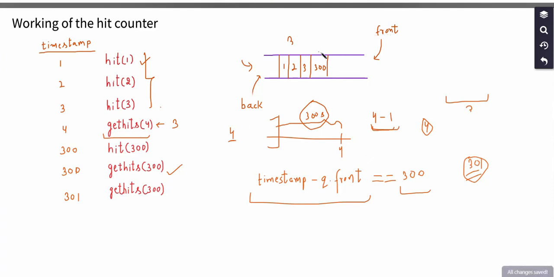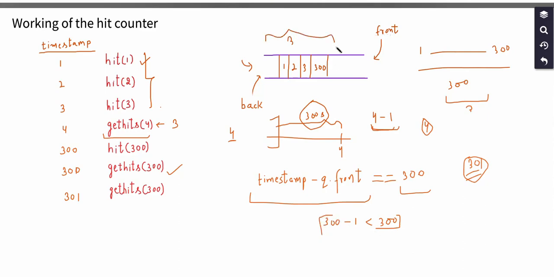function at 300. So we can see that the range that we have is from 1 to 300, and the size of this range is 300. So the current timestamp is 300, while the first element that we have in the front of the queue is 1, and this again is not greater than 300. That means we can record all the hits that are present in the queue, and there are 4 hits in the queue. Then we go to the next get hits function call, which is 301.